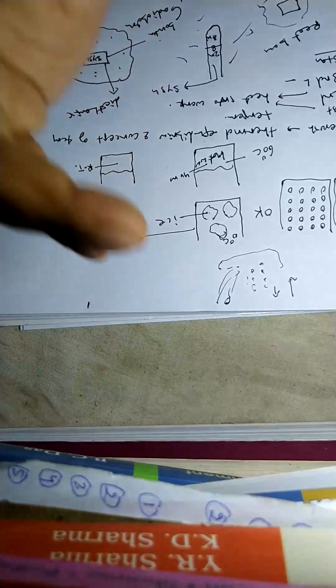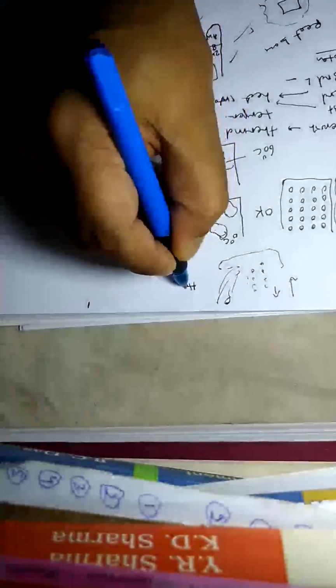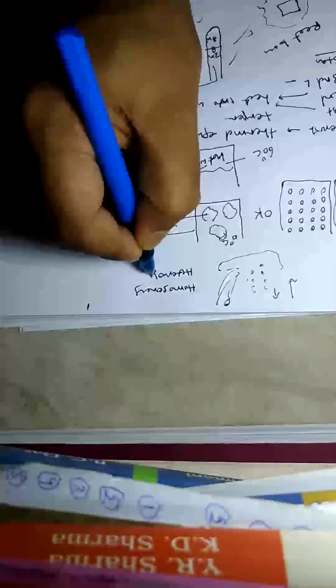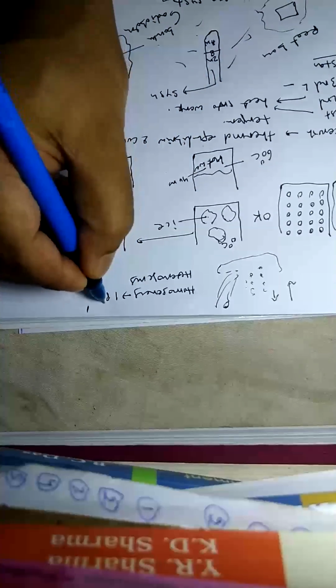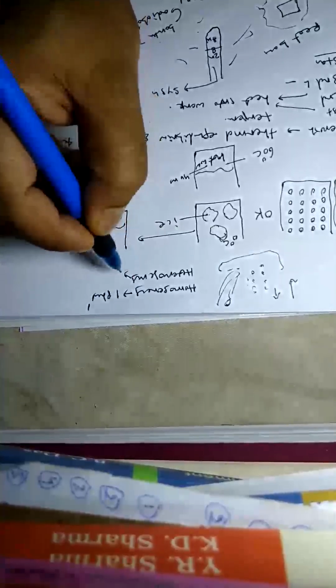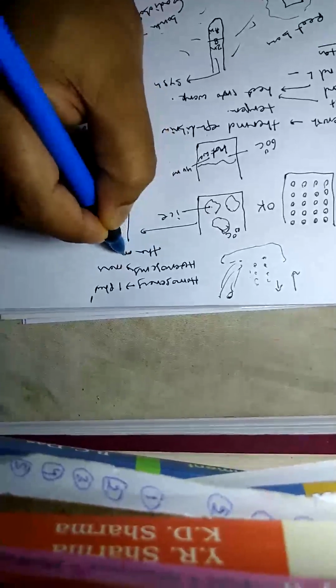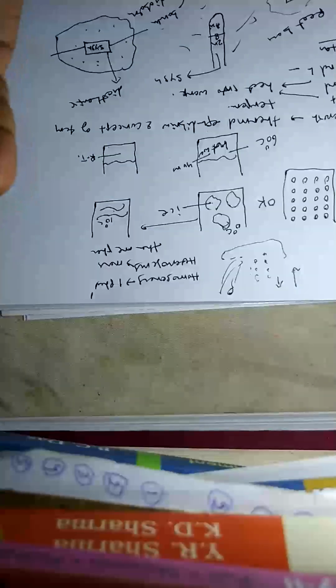So depending upon the phase and uniformity of composition, the system can be divided into two types. One is the homogeneous system, another is the heterogeneous system. A homogeneous system is a system which has one phase and uniform composition throughout the system. But a heterogeneous system contains more than one phase, and the composition is not uniform throughout the system.